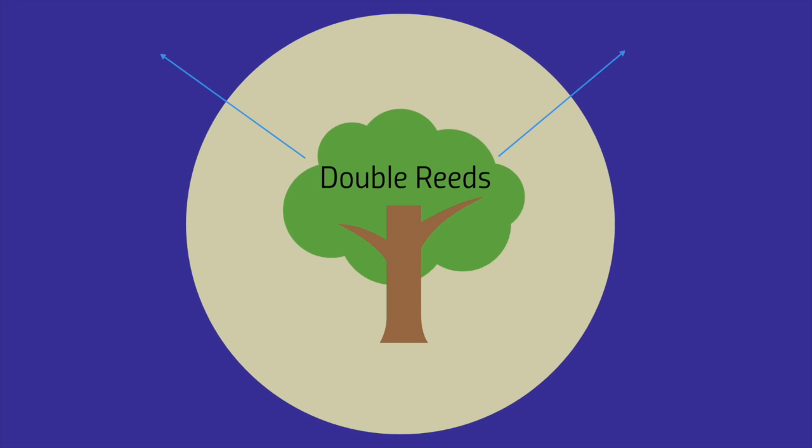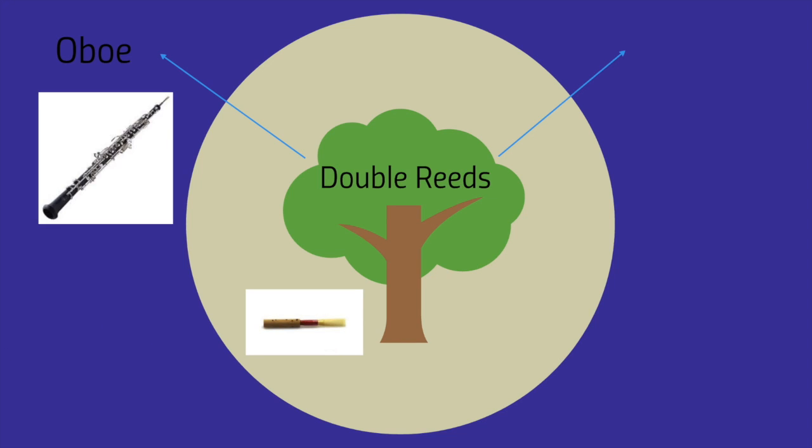The last woodwind family is the double reeds, and the main difference between the single reeds and the double reeds is the double reeds have 2 pieces of wood put together, and they are tied up by string. And when you blow through those 2 pieces of wood, both pieces of wood vibrate to make a sound. So in the double reed family, we have the oboe, and here's what an oboe reed looks like.